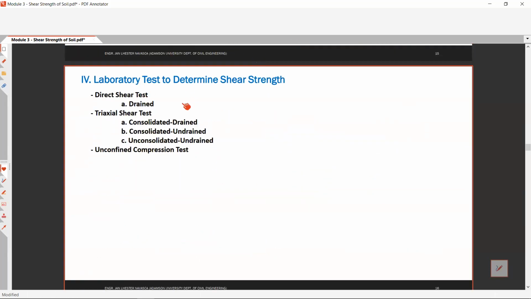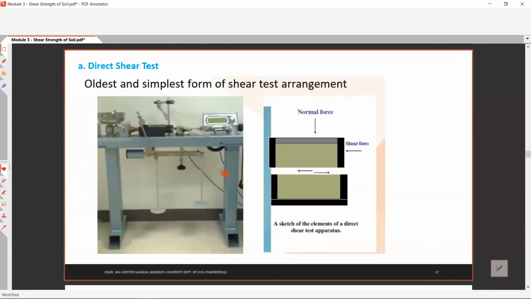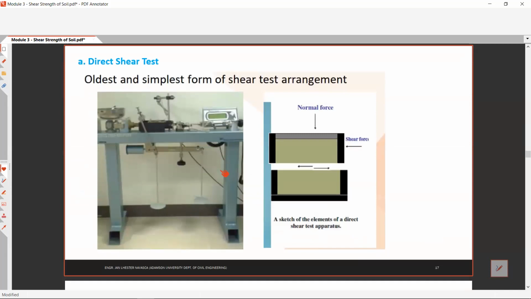Okay, so for the laboratory test to determine the shear stress, we have the direct shear test, the triaxial shear test, and the unconfined compression test. Using the direct shear test, yung direct shear test is the oldest and simplest form of shear test arrangement. So we have this direct shear test in the CE laboratory. Kung nakapunta na kayo sa CE laboratory, this is your direct shear test. So you have this one, yung direct shear apparatus. Mag-a-apply ka ng normal force on top and the shear force at the bottom.